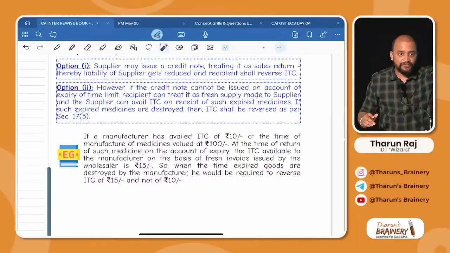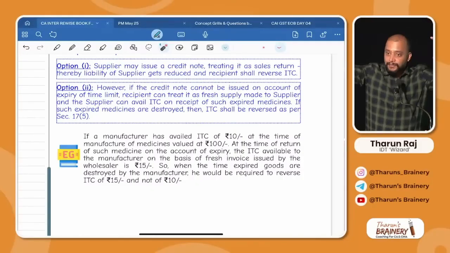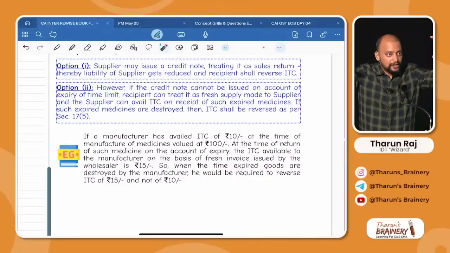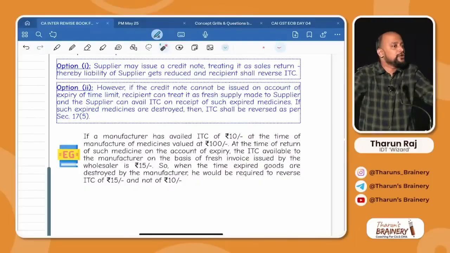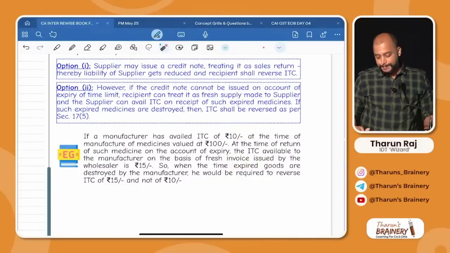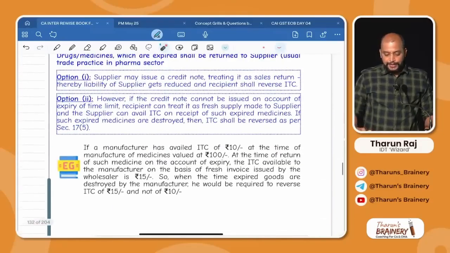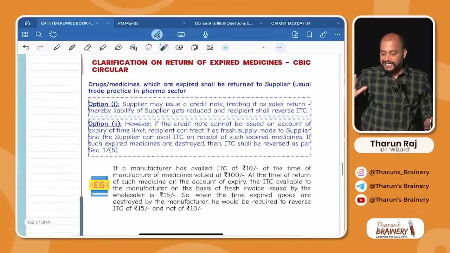You have ITC 15 rupees. For that liability also you are creating 15. So it will get knocked off. So nothing you pay out of your pocket. Got it? So with this we completed ITC.